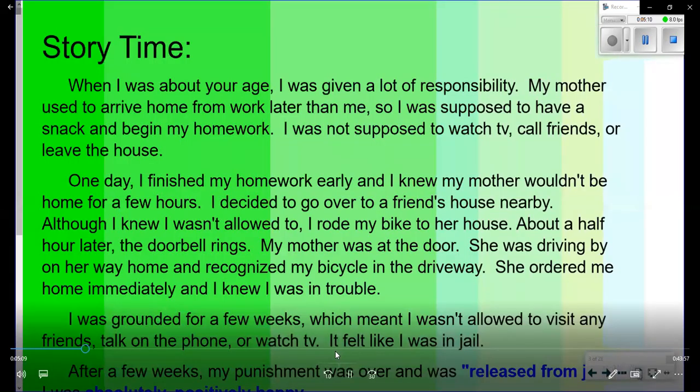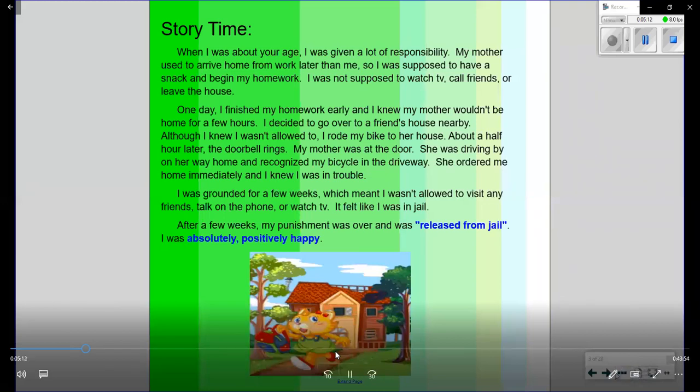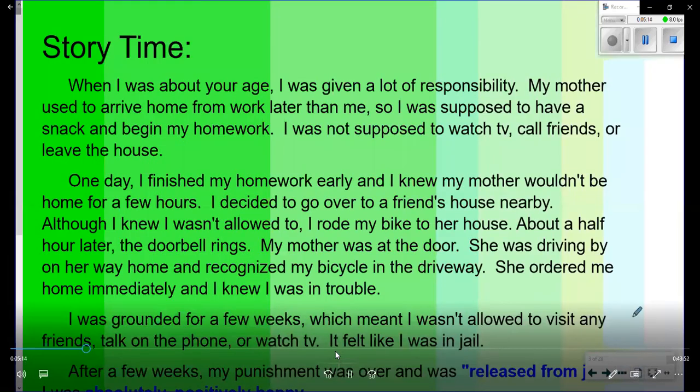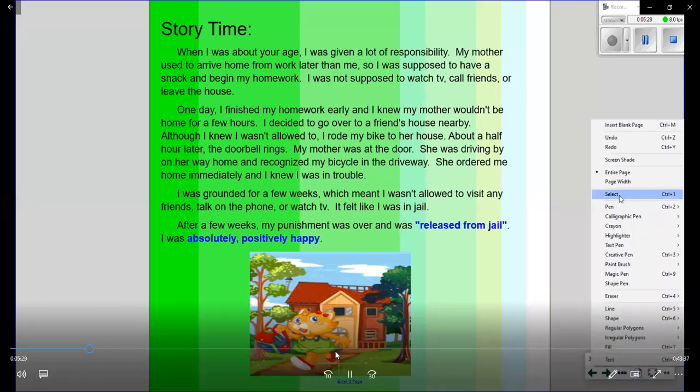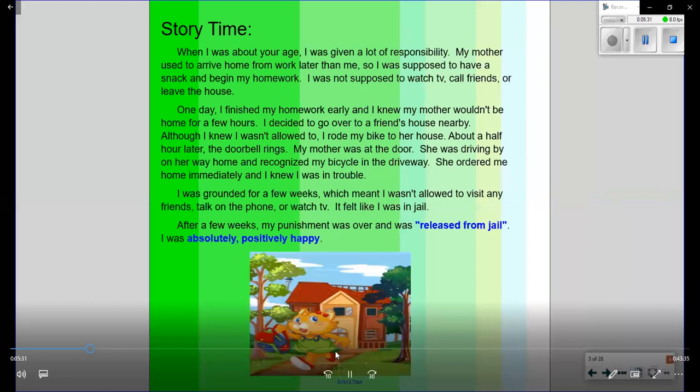Move on. Actually, I should make this bigger. So before we go into our next lesson, I'm going to read and you're going to be listening to our story time. What am I doing? Let me get this to select. And let me go back to expanding that.